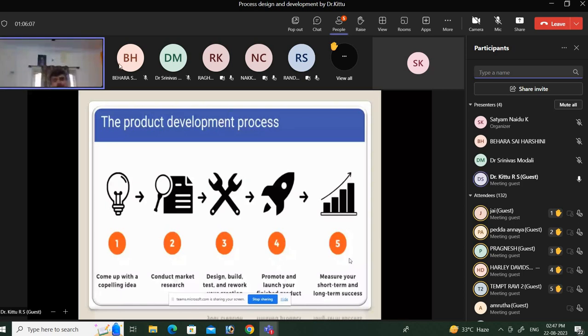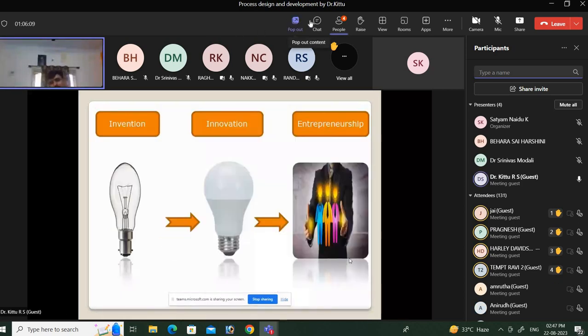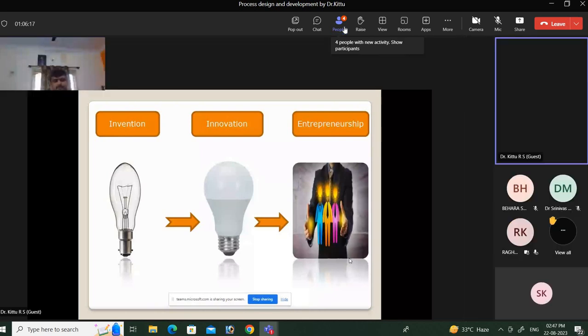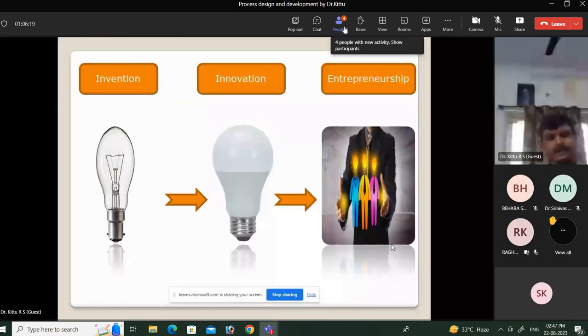So I am already explaining the difference between invention and innovation. You can observe here, sir, the invention is already happening, so why do we require innovation? Try to observe this slide. You know very well that Thomas Alva Edison invented the electric bulb. But still we are not depending on the same kind of bulb that Thomas Alva Edison invented.